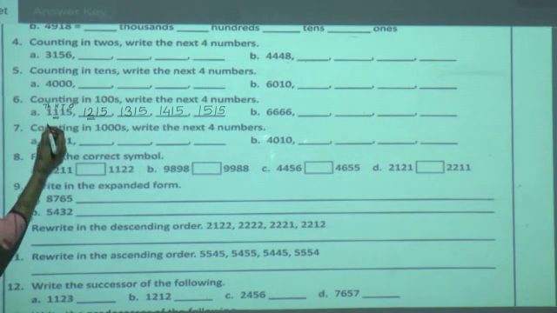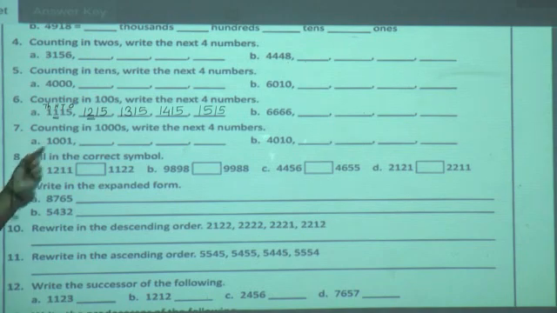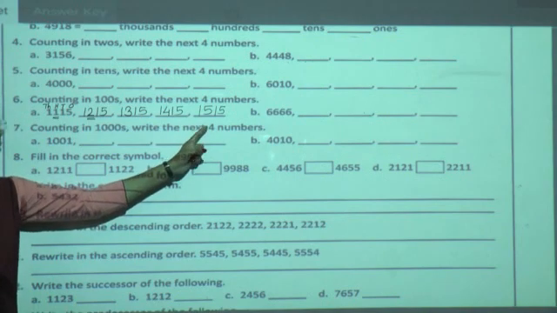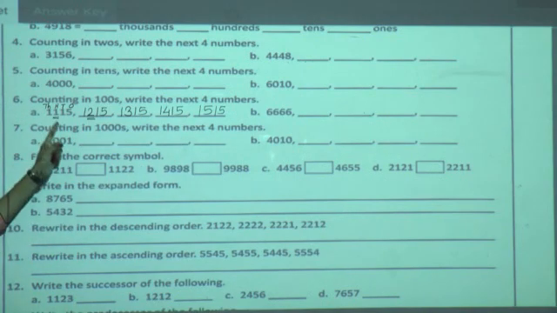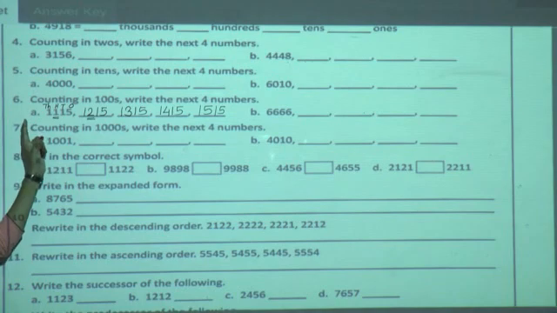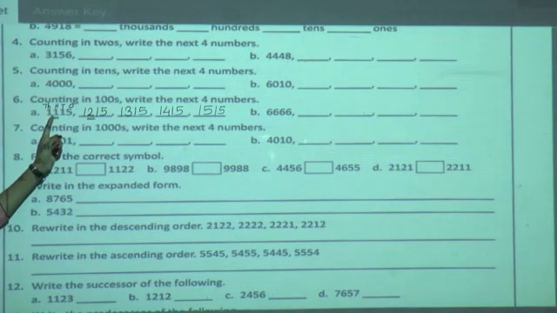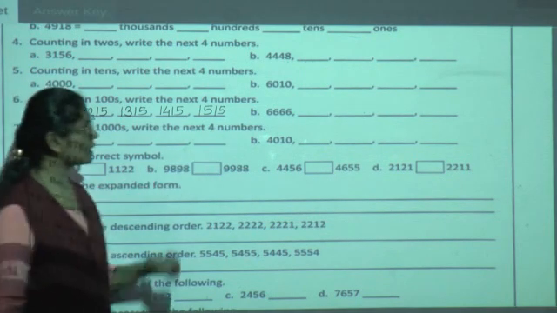And also see the remaining 3 digits, which is at ones place, tens place and thousands place. They are the same digits. So we will not touch the tens place, ones place and thousands place digit, because our question is counting in hundreds. So only we are going to change the 100 place digit. Okay. Now we will see one more example.